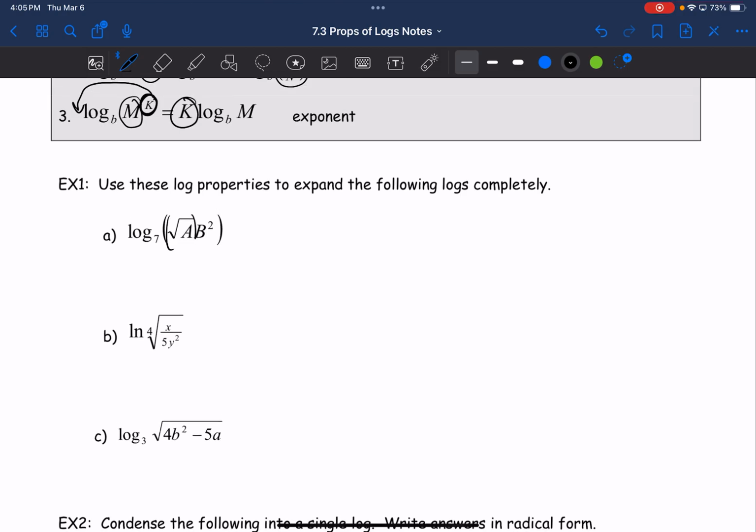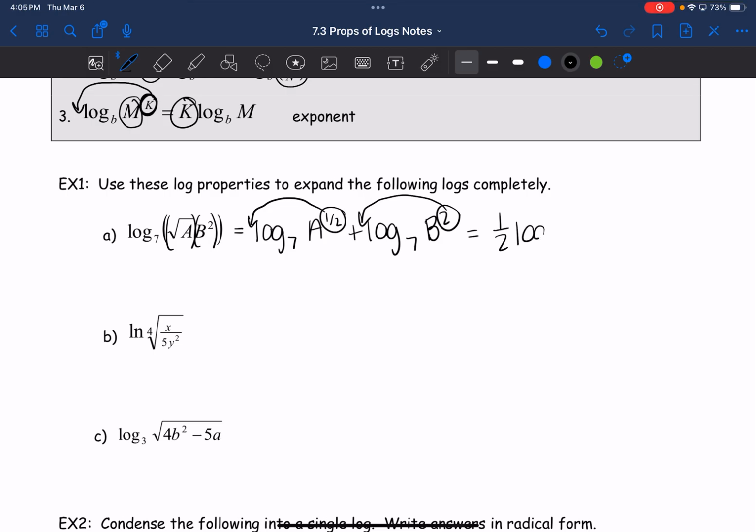So we can see here for part A, these two terms are right next to each other, which implies multiplication, and we know multiplication can be rewritten as addition. So I'm going to have log base 7 of A to the 1/2. I'm just going to rewrite that square root as the fraction 1/2 plus log base 7 of B squared. So we expanded with addition. I also can take these exponents and rewrite them as coefficients. So this would be equivalent to 1/2 log base 7 of A plus 2 log base 7 of B.